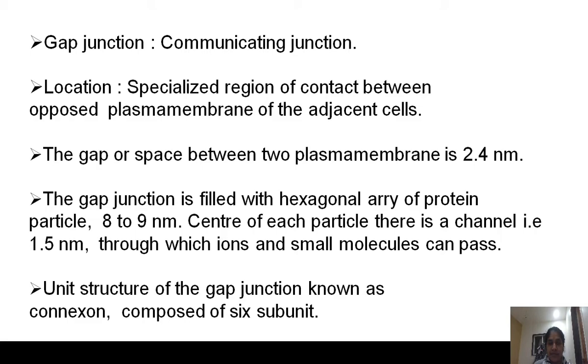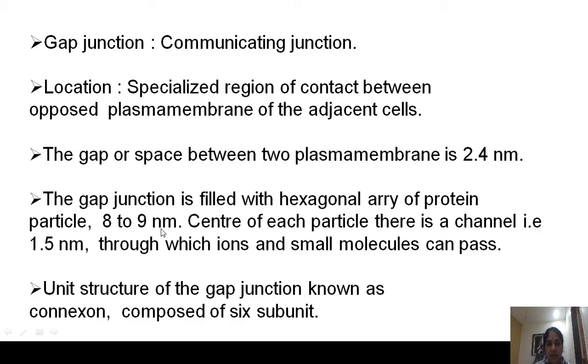Next one is the gap junction. The gap junction is known as the communicating junction. The location of this junction is the specialized region of contact between opposed plasma membranes of adjacent cells. The gap or space between the two plasma membranes is 2.5 nanometer. The gap junction is filled with a hexagonal array of protein particles, 8 to 9 nanometer in diameter.